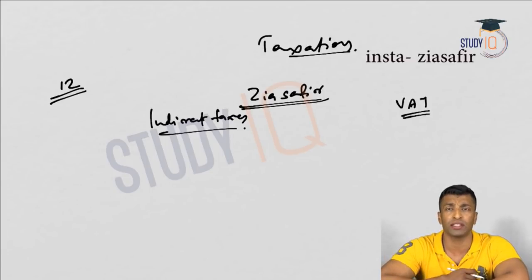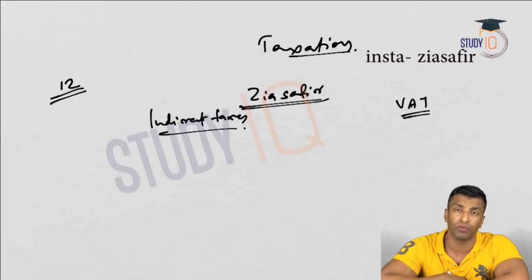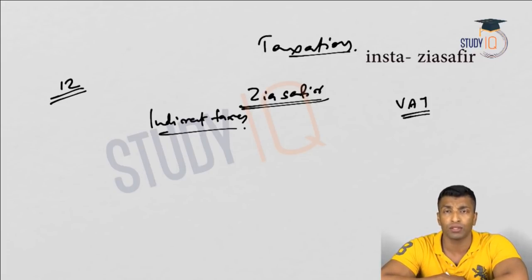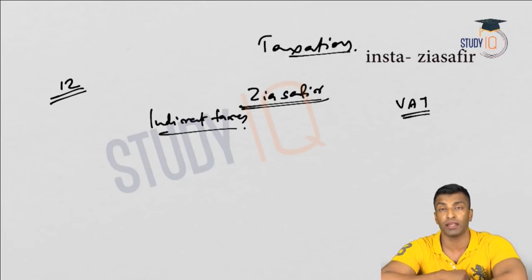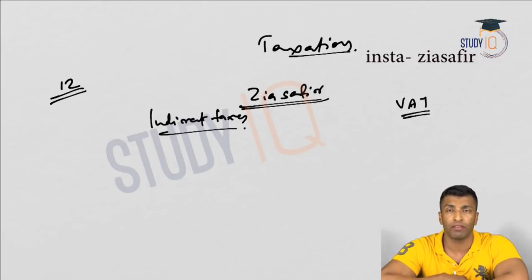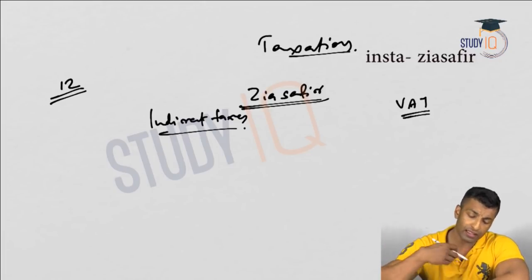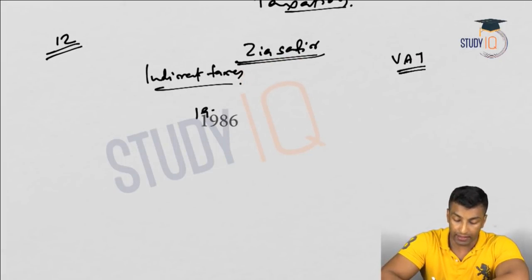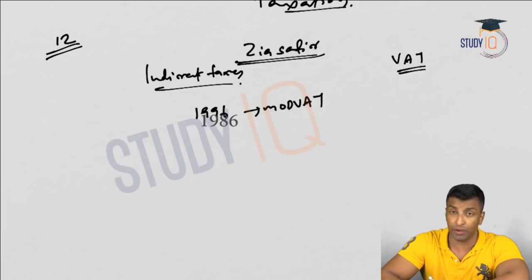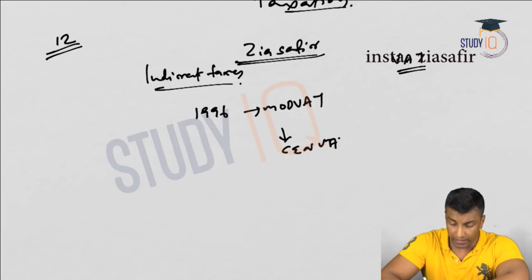I've told you GST is based on the concept of VAT. So the advantages related to VAT can be the same in case of GST also. So GST will be easy for you. Then we'll talk about the disadvantages or the problems in implementation of VAT, especially in developing countries. And then we'll see a modified form of VAT that we introduced in 1996. That is what we call MODVAT, and it was renamed to CENVAT. All these things will be discussed in this particular session.